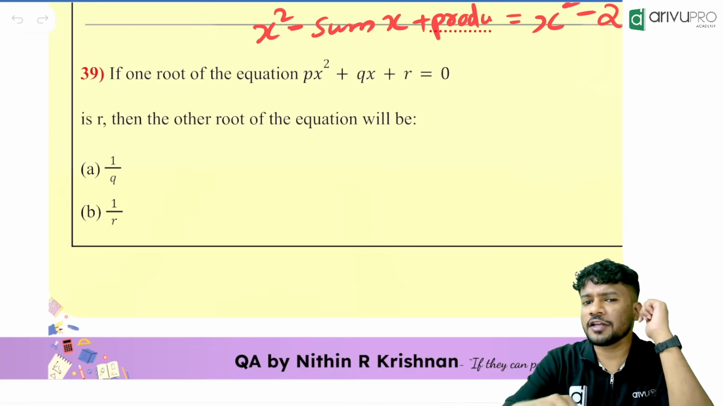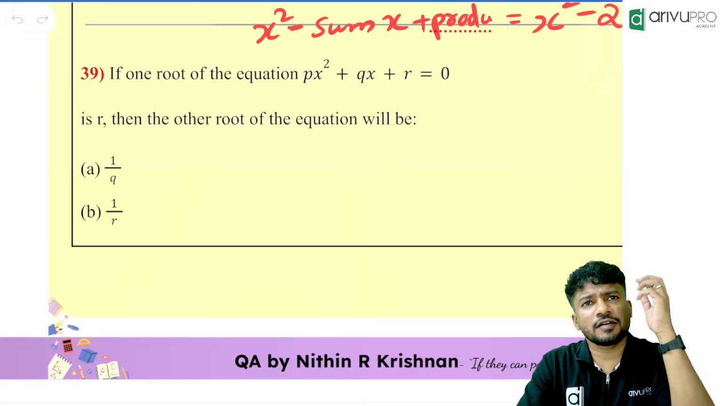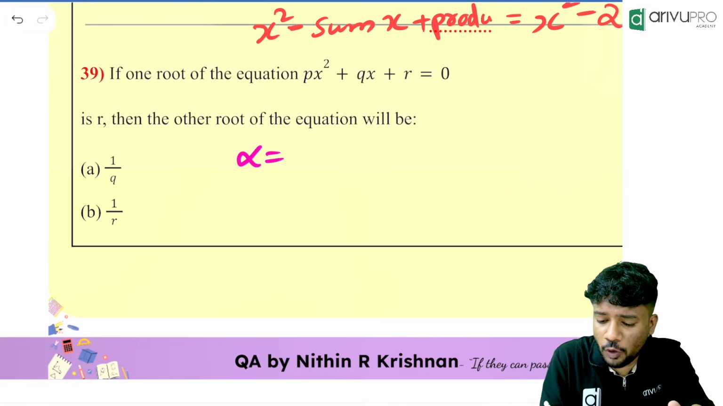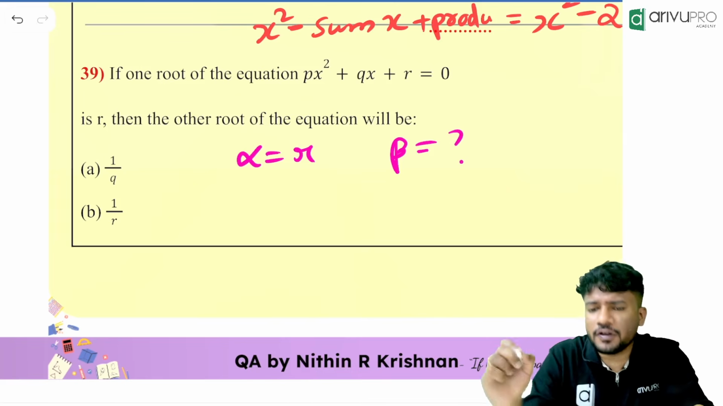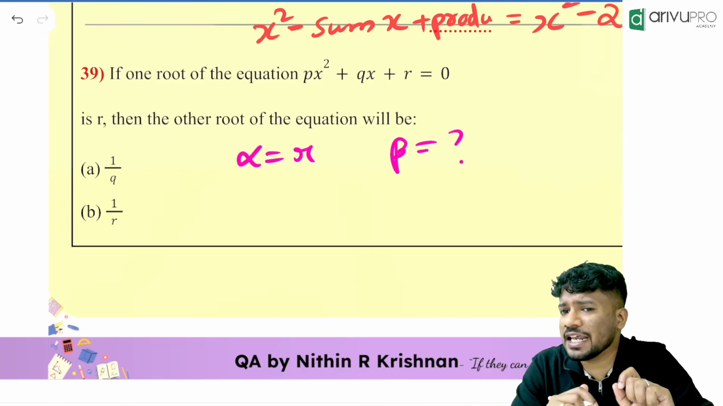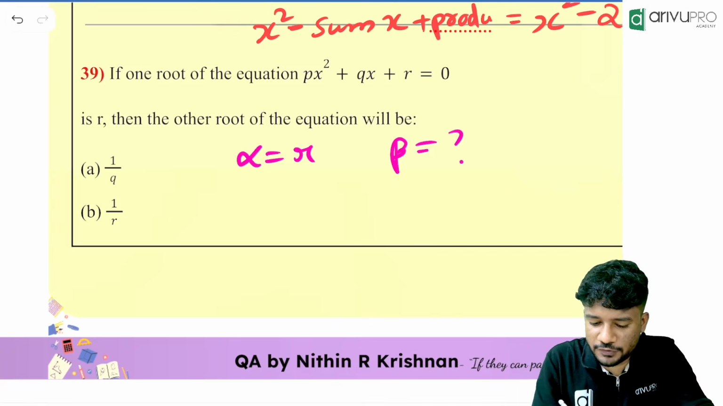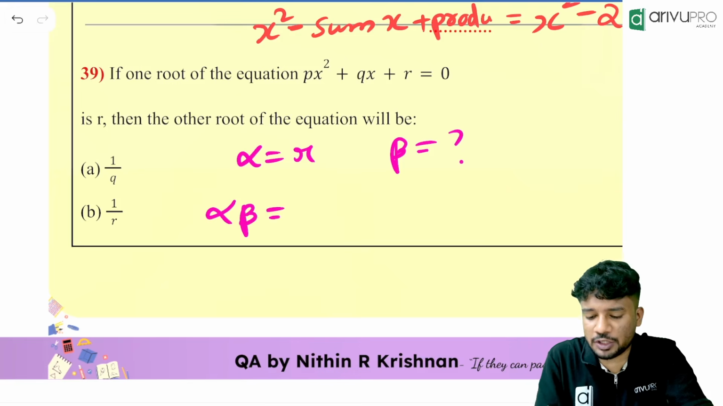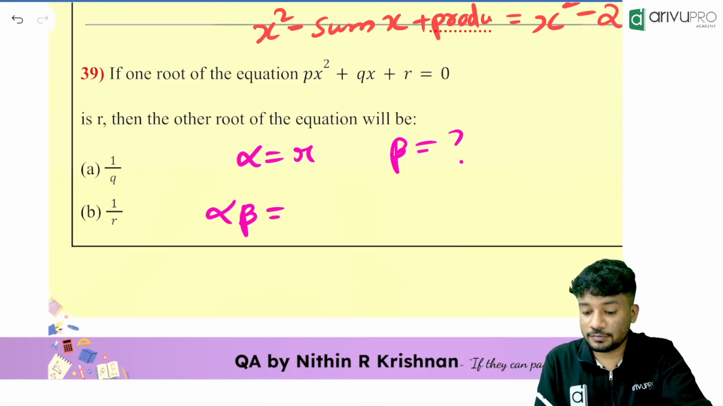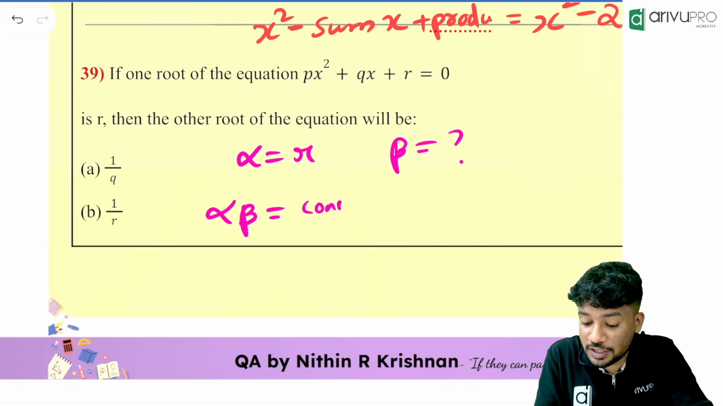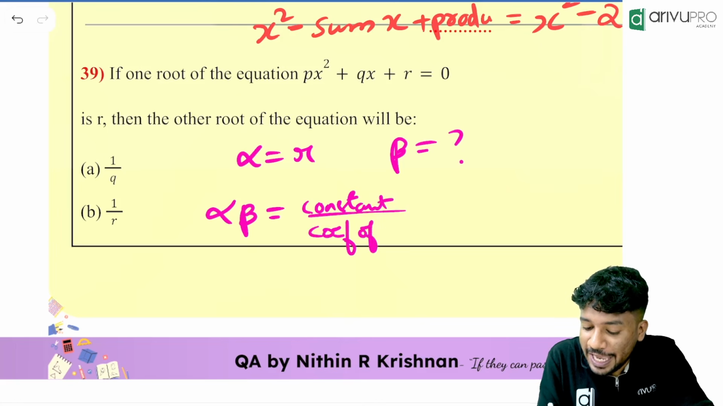But can you do something else? The alpha and beta formula. What is the alpha and beta formula? They are telling us alpha is equal to r. One root is r, and they are asking us to find the value of beta. Now, can anyone tell me what is the product of the roots over here? Alpha beta is nothing but the constant term divided by the coefficient of x square.